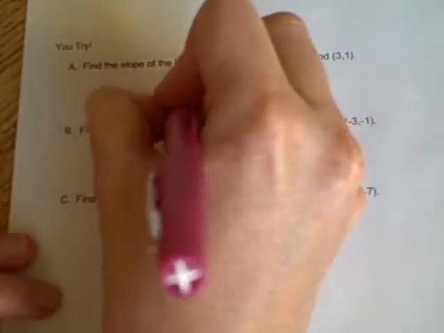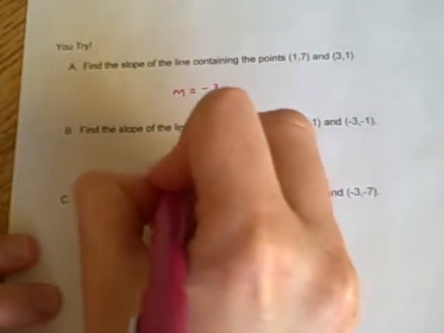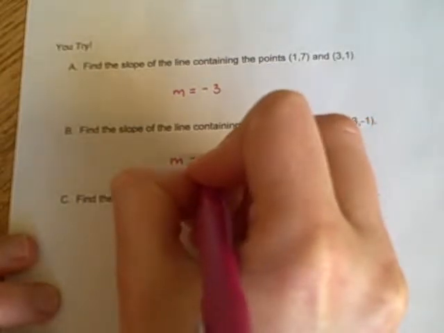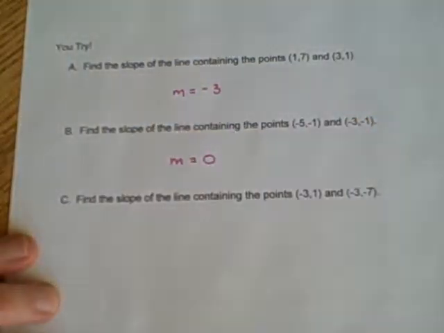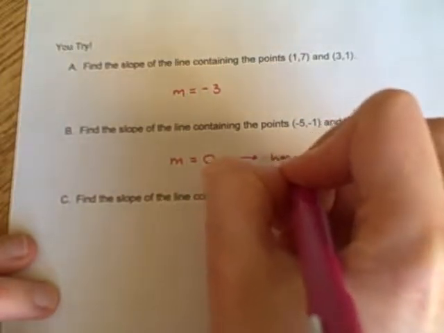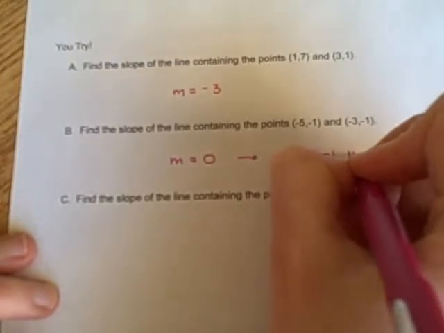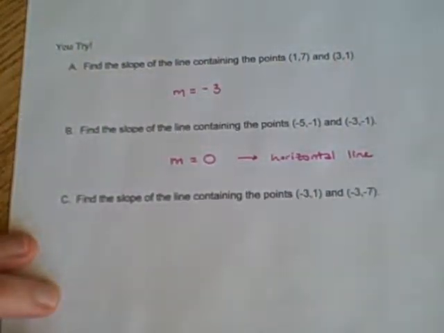All right, so as promised, the answers to the U-try using the slope formula. First, we have a slope of -3, so a decreasing line. That's pretty steep. And B, you should have ended up with a slope of 0. 0 on the top, and you were dividing by 2. 0 divided by 2 is 0, which means I know that this is a horizontal line, or flat line. When I walk across it, it's completely flat.